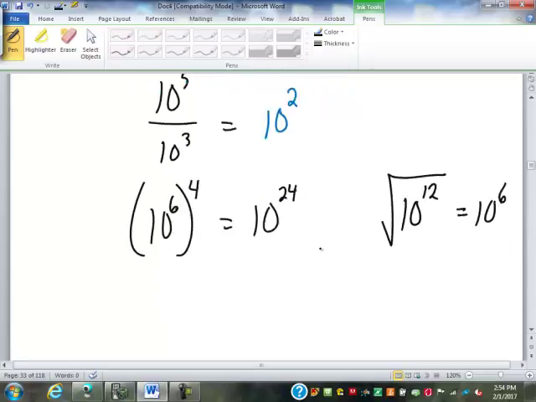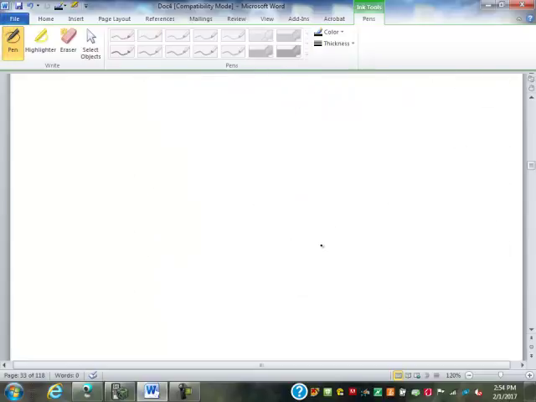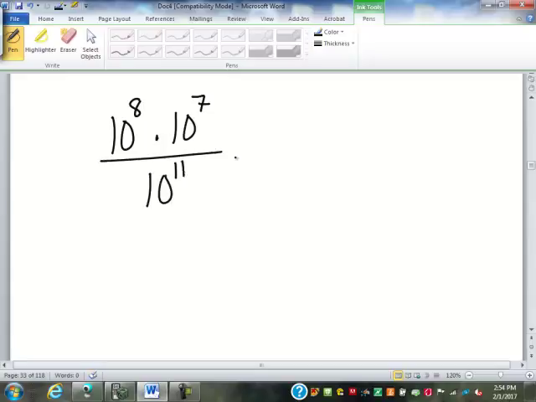So let's take a look at combining these powers of 10. I might have 10 to the 8th times 10 to the 7th divided by 10 to the 11th. Order of operations tells us we have to do what's on top of this first. What's 10 to the 8th times 10 to the 7th?